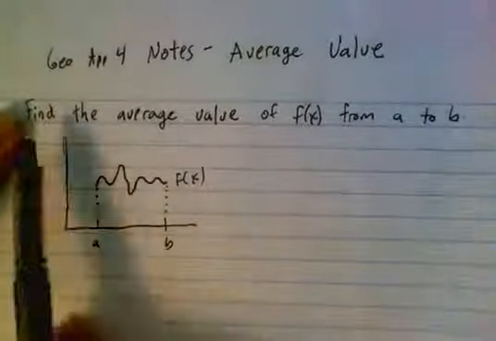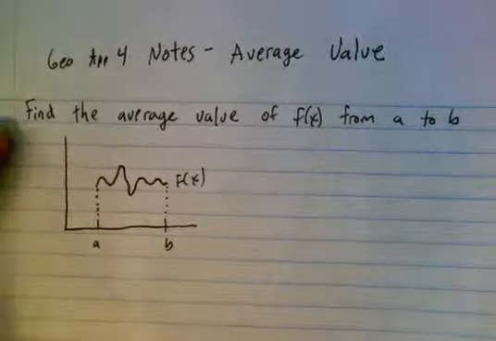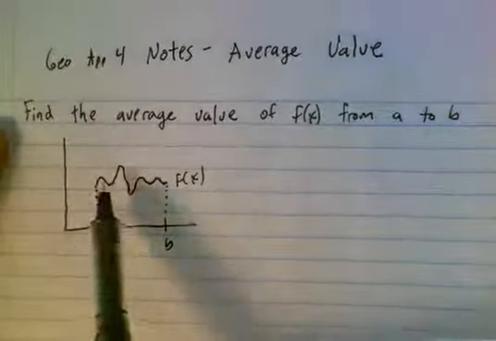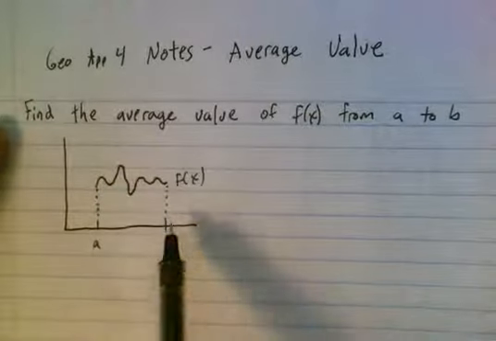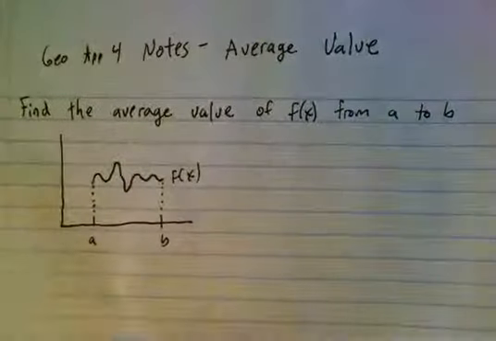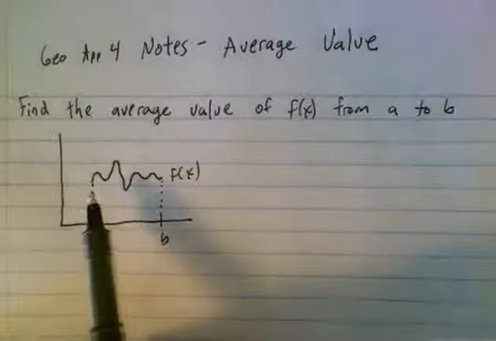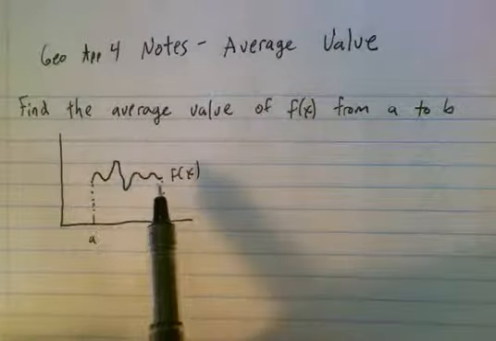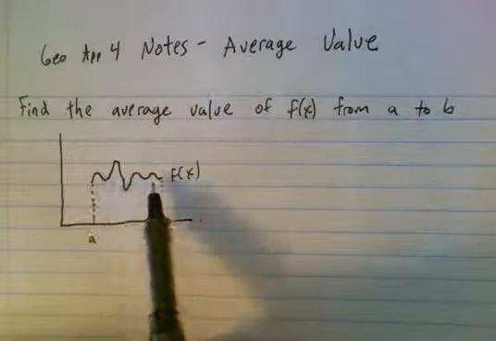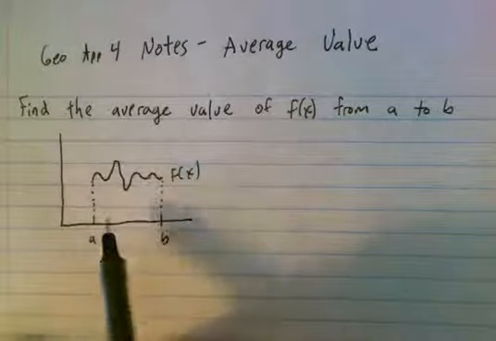So let's go ahead and write down this. We're going to find the average value of f of x from a to b, and this is f of x. We're starting at a and we're ending at b. And so what we're going to do is imagine taking this curve and smoothing it out until the height of every single point from a to b is the average value.